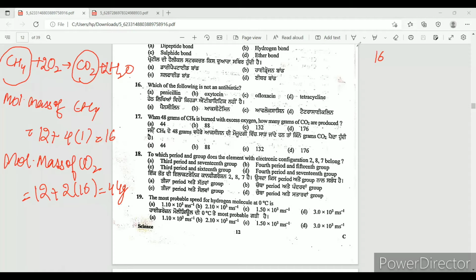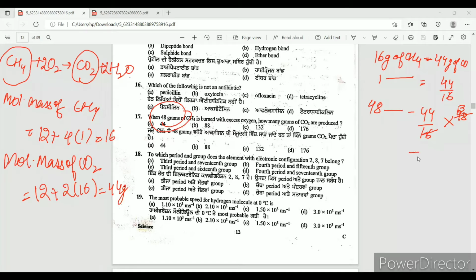So let's substitute the value. 16 grams of methane is equal to 44 grams of carbon dioxide, right? Now we can calculate the value corresponding to 1 gram. It will be 44 divided by 16. But in the question, we have 48 grams of methane. So 48 grams of methane will give 44 divided by 16 multiplied by 48. The answer will be 132 grams. So the answer is 132 grams. That means option number C is the correct answer. The question was very easy. Again, the question is from +1 class.